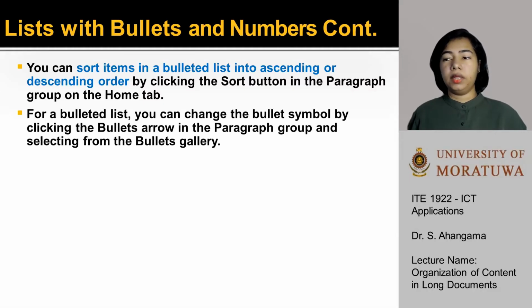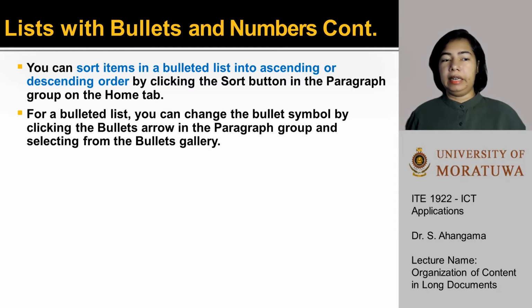You can sort the items in the bulleted list into ascending or descending order by clicking the sort button in the paragraph group on the Home tab. Sometimes we may have a list of items that are not organized in a particular way. So if you want to arrange them in alphabetical order, we can use this option.